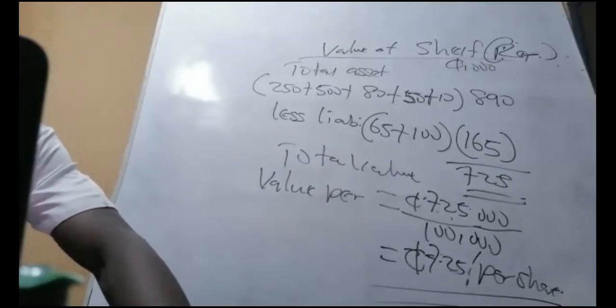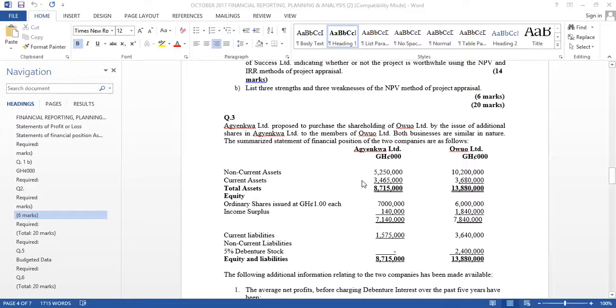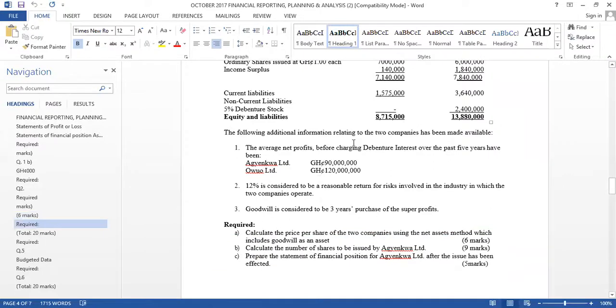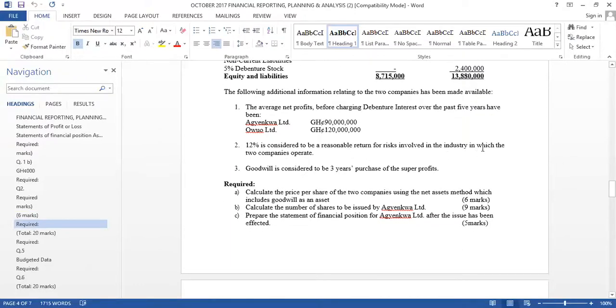It came in 2017. Ajinkwa and Owo. Ajinkwa proposed to purchase the shareholding of Owo Limited by issuing additional shares to the members of Owo. Both businesses are similar in nature. The following additional information is given: average net profit. The venture interest over the past 5 years has been 12%, considered a reasonable risk for the business.